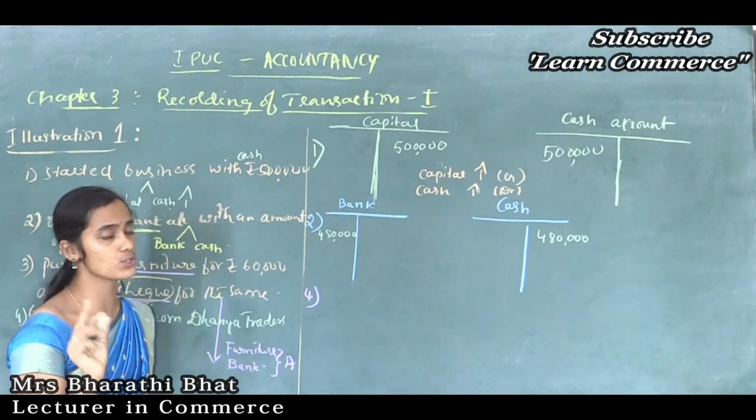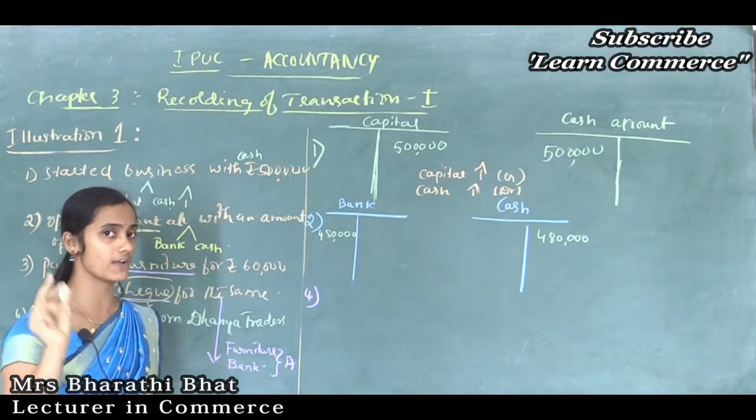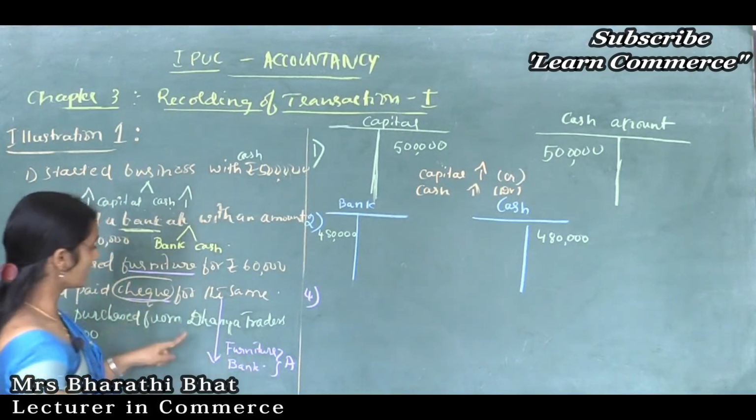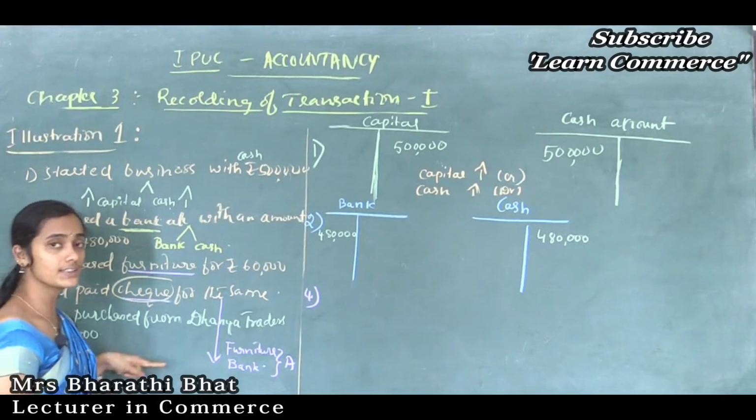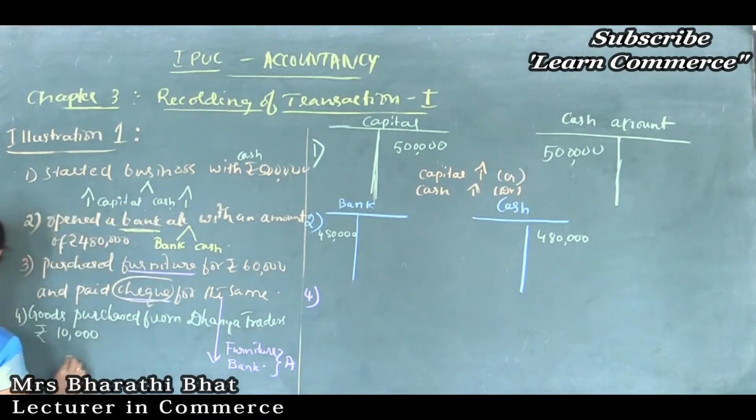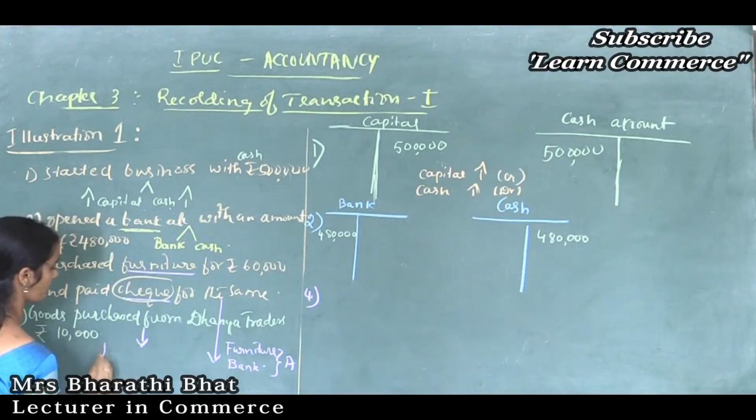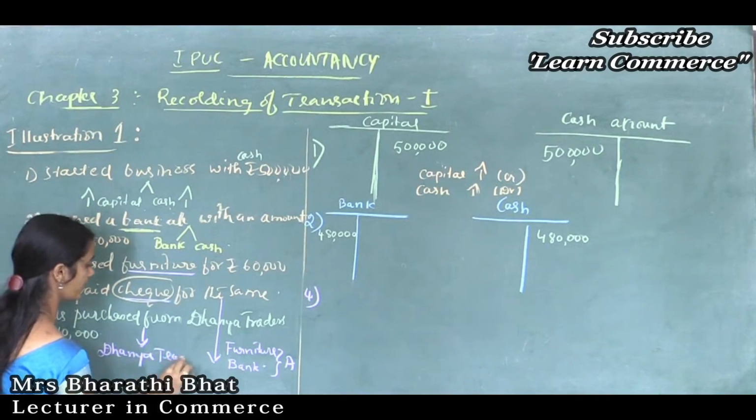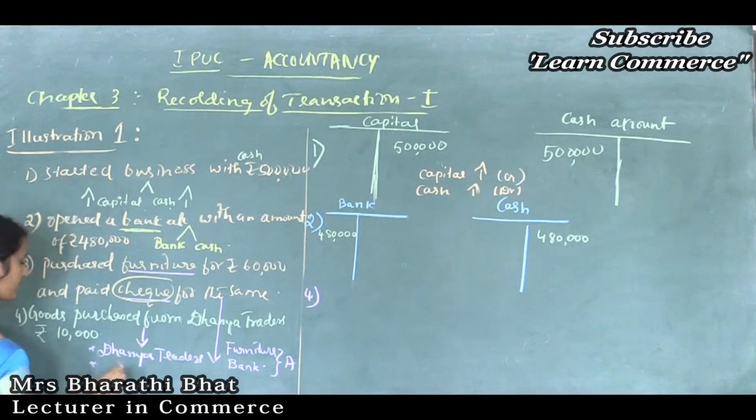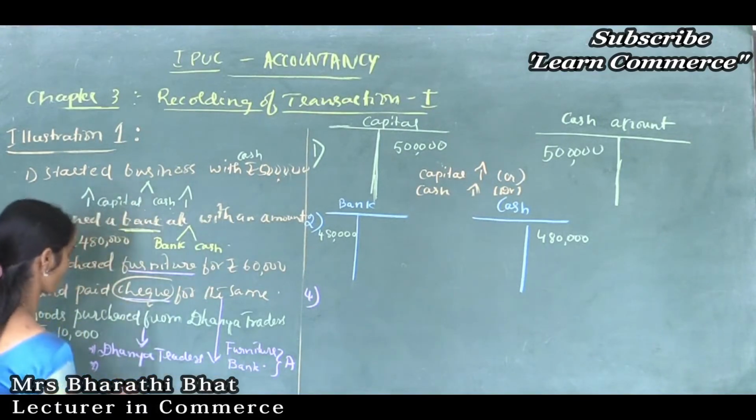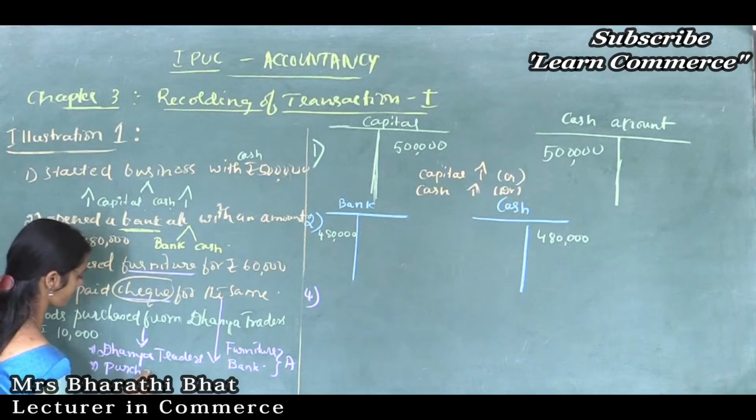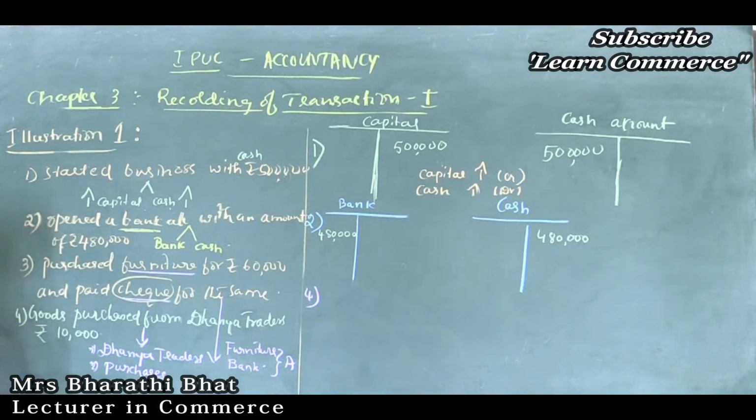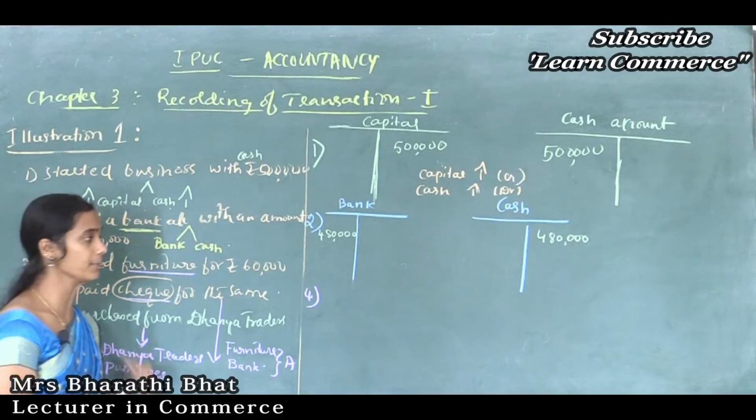So what is the first step? We should identify the two accounts which are affected here. One is Dhanya traders, because she is a creditor. So two accounts here. One is Dhanya traders. Another one is, first account and second account. Here, goods purchased, so it is considered as purchases. So these two are affected here.